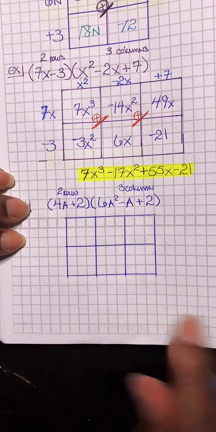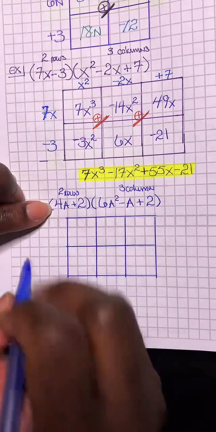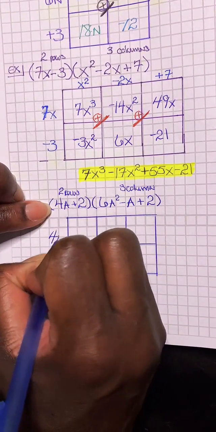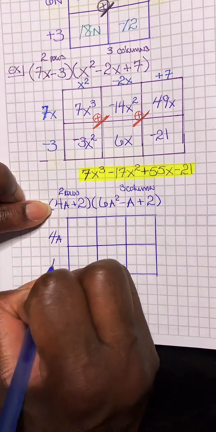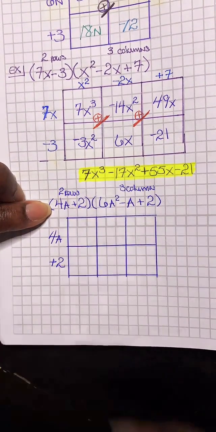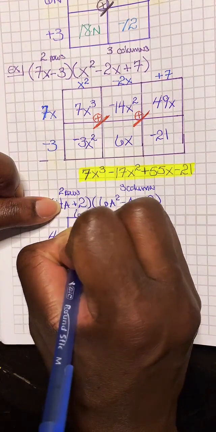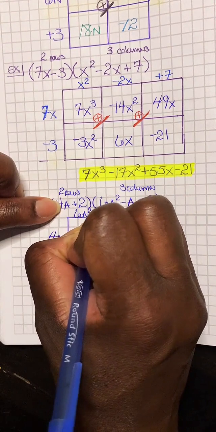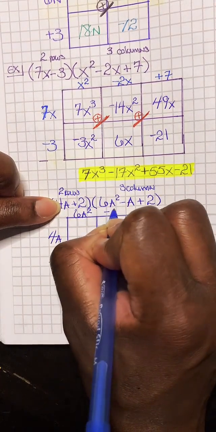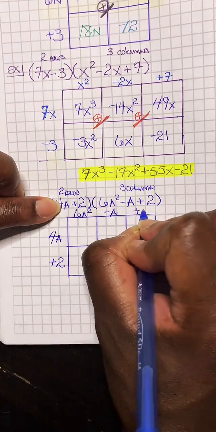All right, so now I got my 2 rows, so that means my 4a is going to go here, and my plus 2 is going down here. Then over top, I'm going to have my 6a squared, would have been good if I moved down, minus my a plus 2.